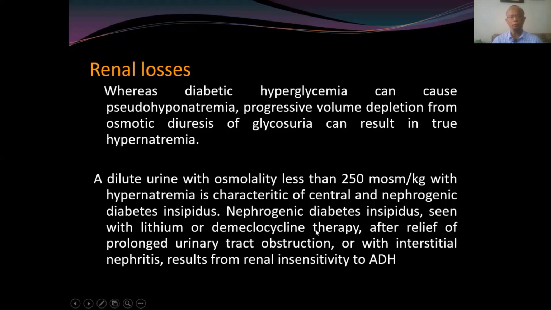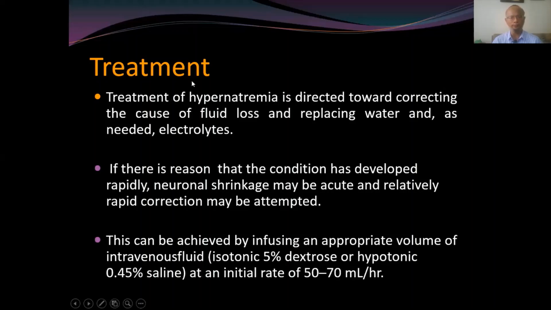Nephrogenic diabetes insipidus is seen with lithium or demeclocycline therapy, which we also usually use in case of hyponatremia. It is also seen after relief of prolonged urinary tract obstruction or with interstitial nephritis, resulting from renal insensitivity to ADH. So these conditions you should also consider.